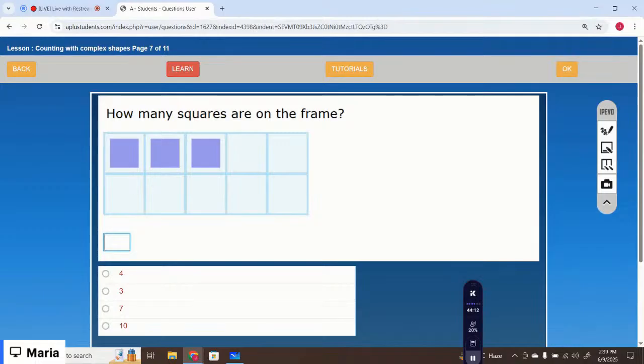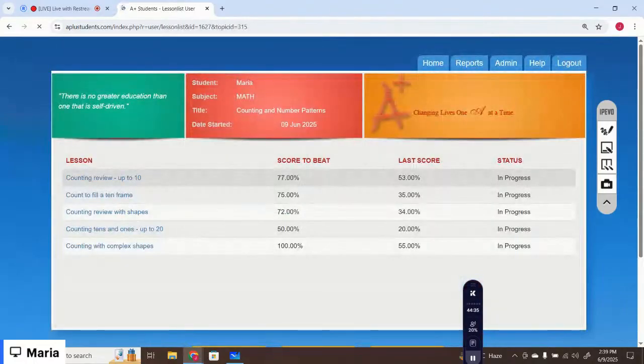How many squares are on the frame? Option number three is the correct option. Okay, option three, there are three shapes. Okay, you can complete the lesson by yourself today.